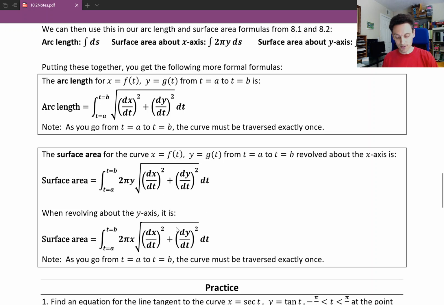You don't even really have to choose what your ds is going to be when you have a set of parametric equations. It's always going to be the square root of dx dt squared plus dy dt squared, times dt. Again, the note, as you go from t equals a to t equals b, the curve must be traversed exactly once.